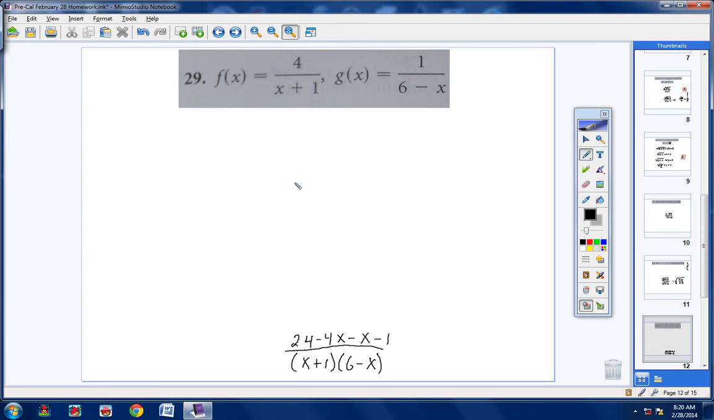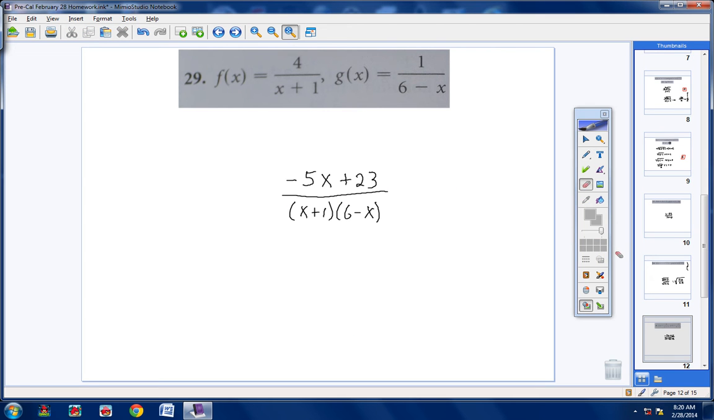Negative 4x, negative 1x is negative 5x. And then 24 minus 1 would be 23, all over your common denominator, which is right here. All right? Wow, I told you these would be a little more difficult, okay? So there, we subtracted two functions.